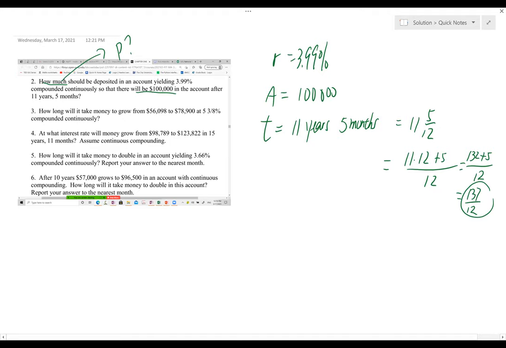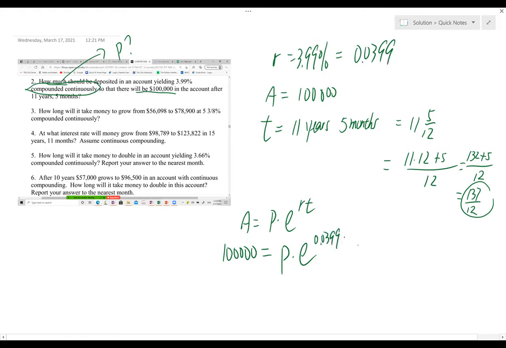So now once you know all three of them, then we'll be able to solve for P. So ending balance equals principal times e to the rt. And you have to check the keyword, right? Continuous compounding. That must be present. And 100,000 equals principal times e to the, 3.99% is 0.0399. So 0.0399 times 137 over 12.